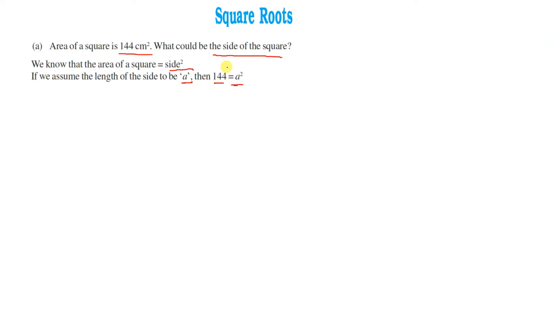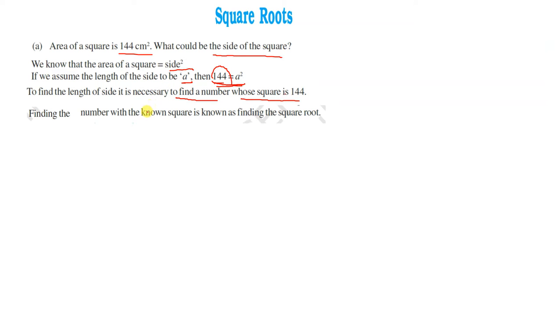So, in such a case, it is necessary to find the number whose square is 144. And for finding this number whose square is 144, we need to learn square root. So, in such cases, we require the concept of square root.